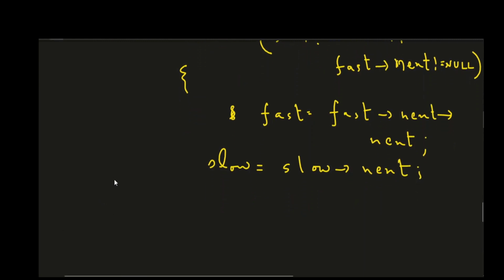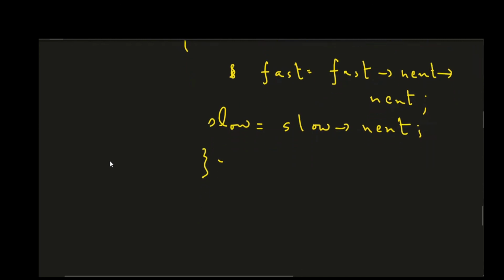And we're done. So now after this loop has executed, what do we find? We find that the integer present in the slow node, the node which slow is pointing to, is the middle element of the list. So we simply do nothing but return slow arrow data, right?